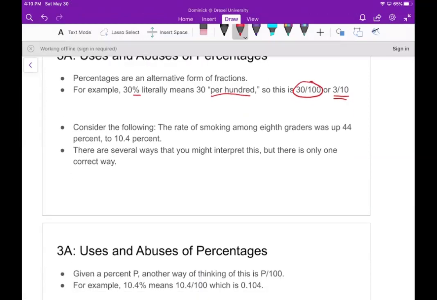Now, we're going to return to this question a little bit later, but there's several different ways that you might interpret the following statement. If we were to say that the rate of smoking among eighth graders was up 44% to 10.4%, there's sort of two different percentages going on here, right? So we're going to talk a little bit about the differences between the correct and incorrect interpretations when it comes to percentages in this section.